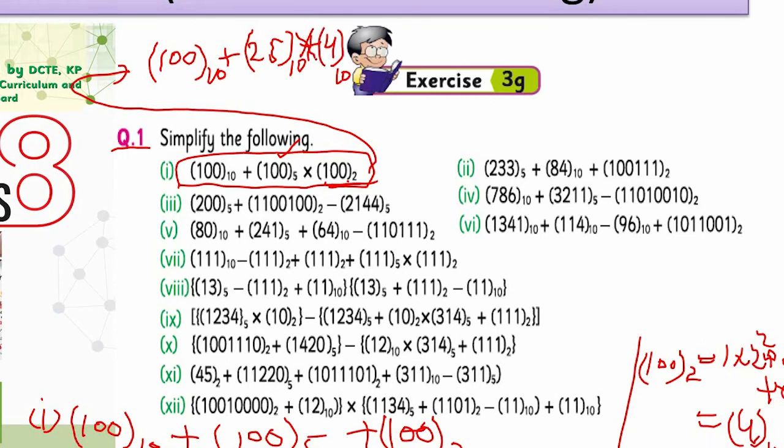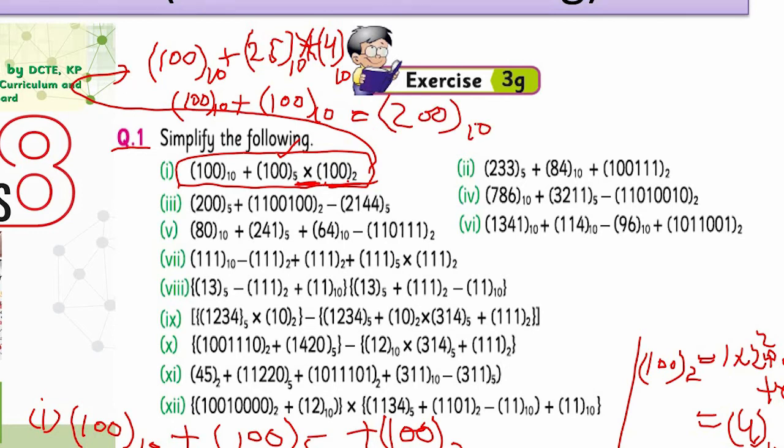This is multiplication. We perform multiplication first because of the BODMAS rule. So 25 multiplied by 4 is 100 with base 10, plus 100 with base 10. Now add these numbers. So we have 200 with base 10.